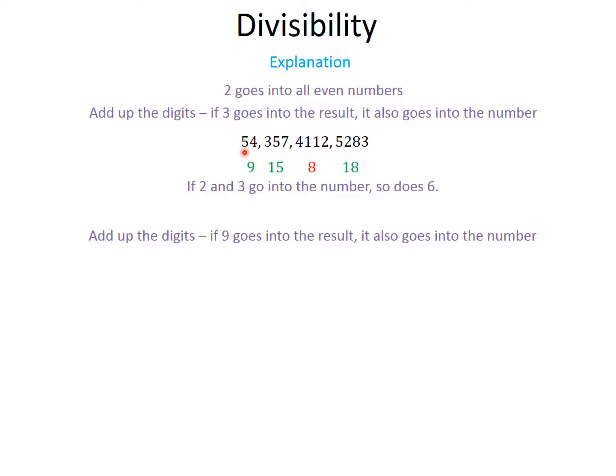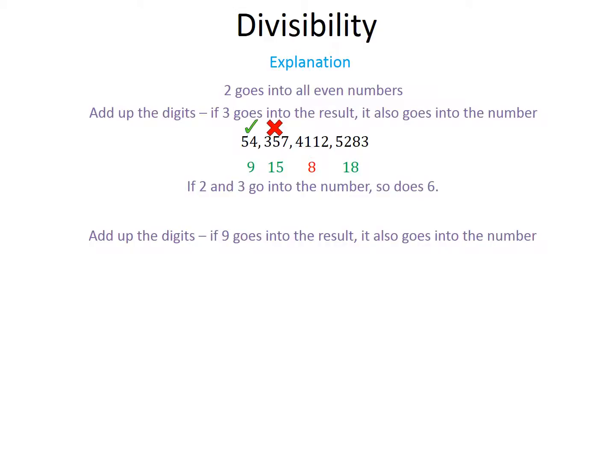So the first one, is it an even number? Yes it is, because it ends in a 4. Does 3 go into it? Yes it does, because the digits added to 9. That means that 6 would indeed go into 54. What about this one? No, it's not an even number. So straight away, don't worry about whether 3 goes into it. 2 didn't work, so that means 6 does not go into it either.